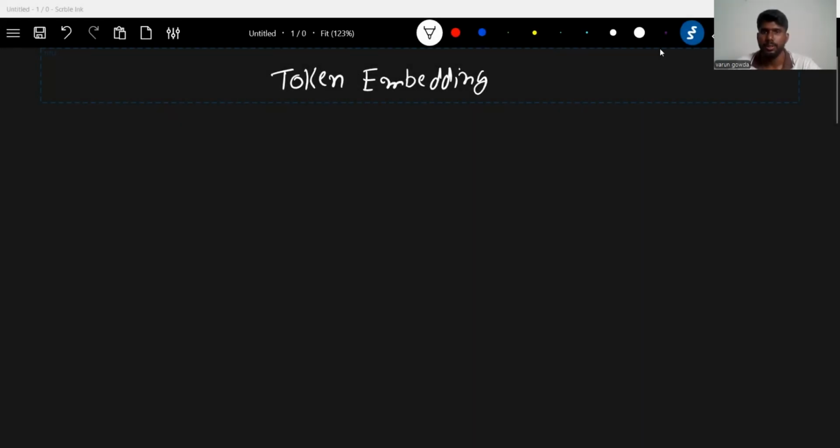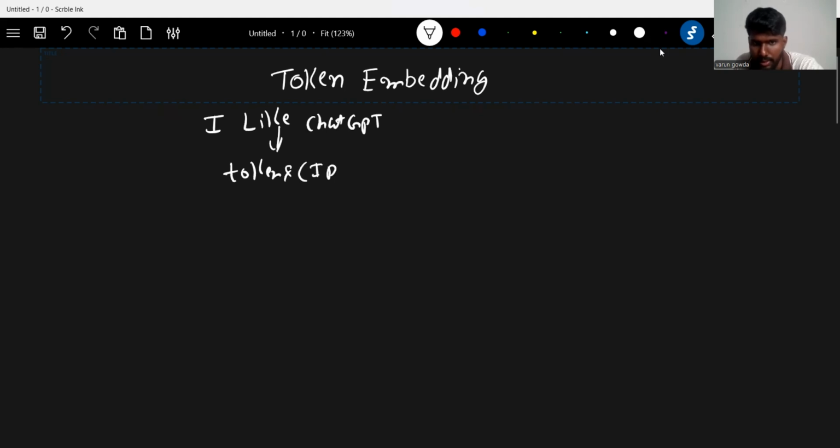Today we'll discuss token embeddings. Let's consider an example. We have a sentence like "I like ChatGPT." Before feeding this sentence to the LLM model, we have to convert the words in this input sentence to tokens and their associated token IDs.